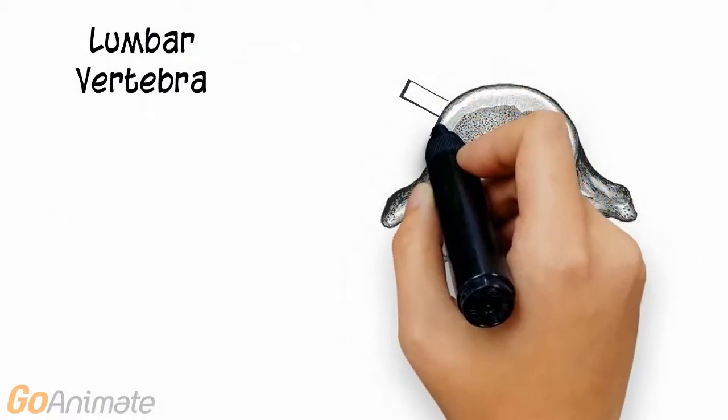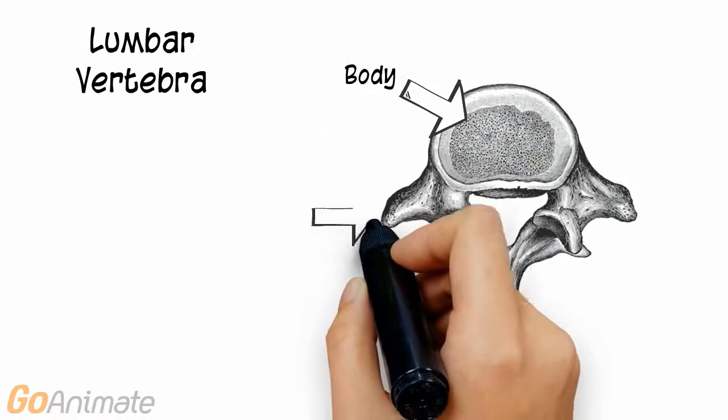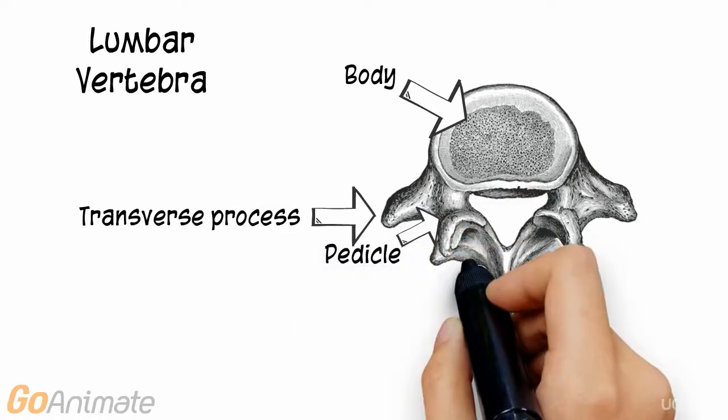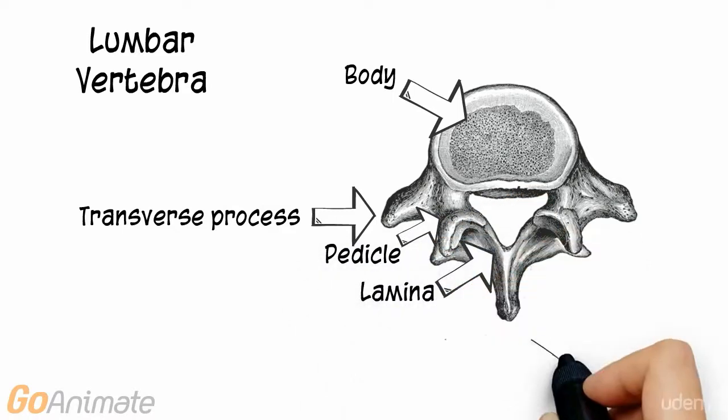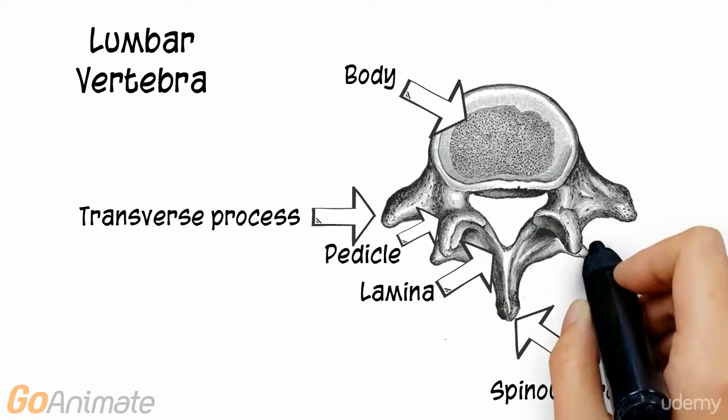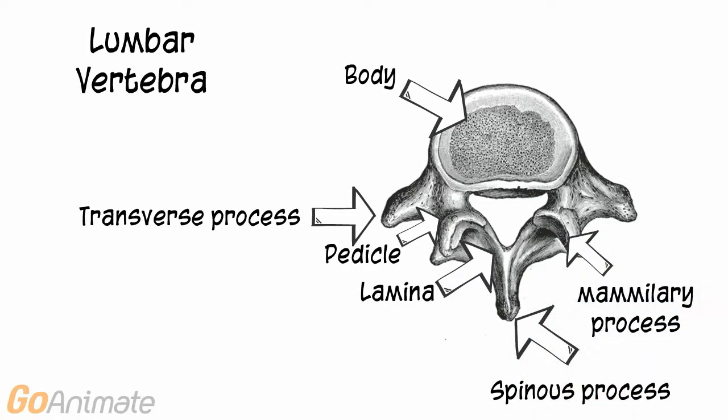The lumbar vertebrae are the largest vertebrae because they bear the most weight. Their structure is similar to the other vertebrae in that they have a body, pedicles, lamina, spinous and transverse processes. Structures unique to the lumbar vertebrae are the mammillary processes.